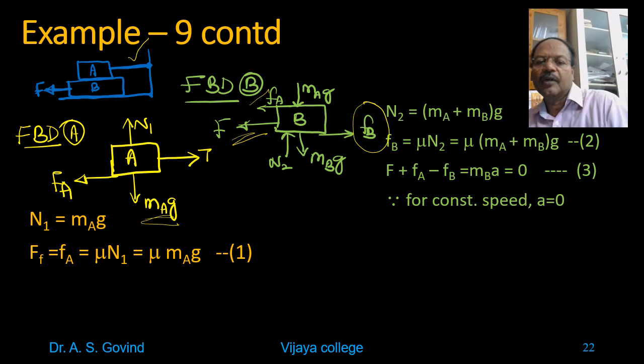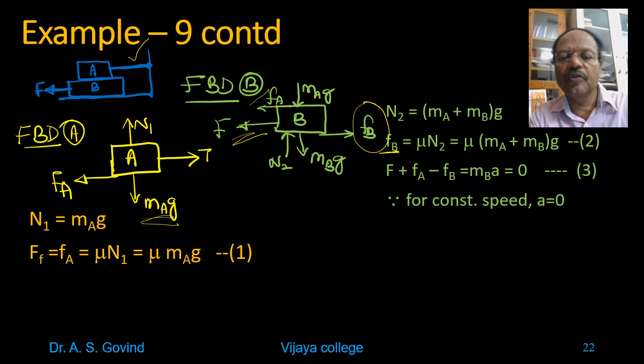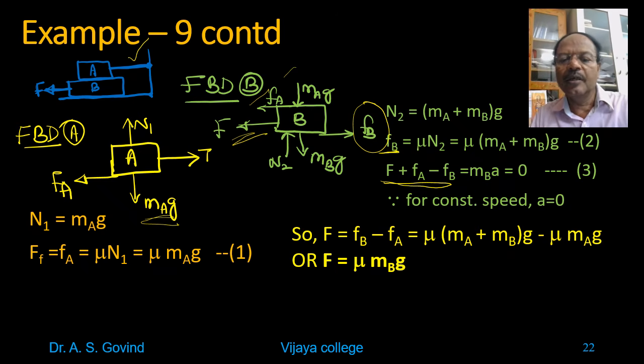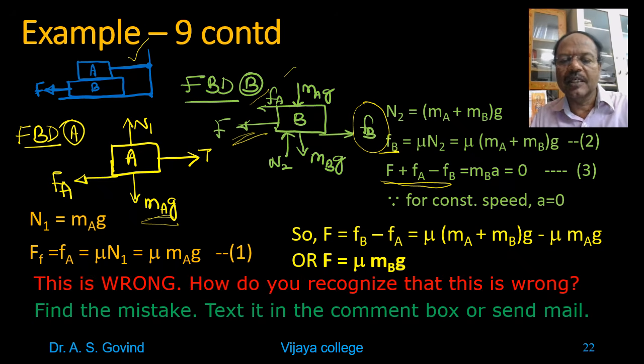Now we will have vertical balance. N2 is both weights together, (m_A plus m_B) into g, and frictional force is mu into this N2, substitute, and net force is this one, F minus Fa minus Fb, taking the directions. This should be mass of B into its acceleration, and that acceleration is 0 because it's given as constant speed. So simplifying, you will get this F. You can also put values, but this answer is wrong. And how do you recognize something has gone wrong?